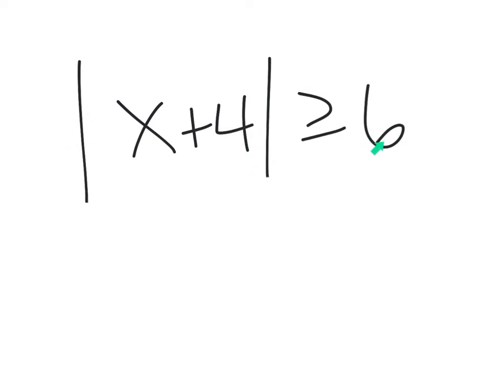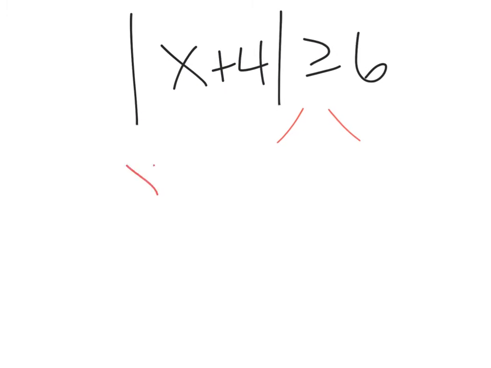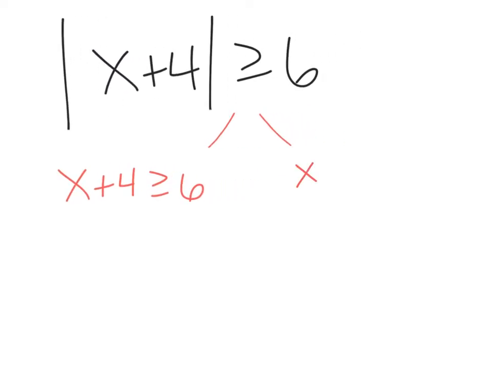It has a positive over here, so I'm going to have two equations, or inequalities. So I'm going to separate it. The first time I just write x plus 4 is greater than or equal to 6, just without the absolute value bars. And then the second time, I'm going to flip the inequality symbol and make it a negative. So x plus 4 is less than or equal to negative 6. That's the only difference with setting it up, is that you have to flip the inequality symbol on the one that's negative.